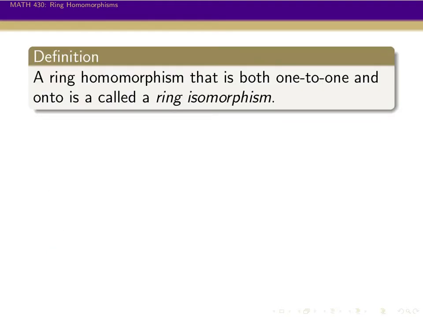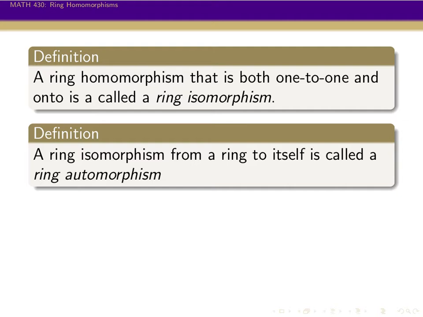So a couple of quick definitions that will make a lot of sense. If you have a ring homomorphism that's both 1-to-1 and onto, this is called a ring isomorphism. If you recall, group isomorphisms are group homomorphisms that are 1-to-1 and onto, so this follows the same idea. Furthermore, if you have a ring isomorphism from a ring to itself, then we'll call this a ring automorphism. Same as we saw with groups, a group automorphism is an isomorphism from a group to itself. A ring automorphism is a ring isomorphism from a ring to itself.